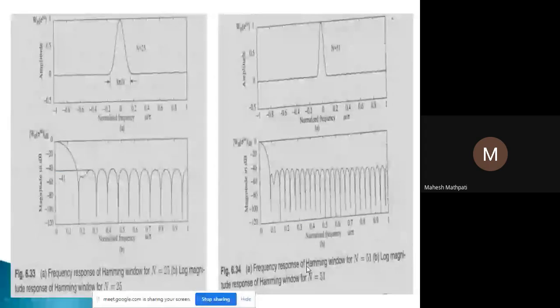Here the ripples are almost completely zero, and the width remains the same, 8 pi by n for n equals 25. Again it is narrower for n equals 51, but the attenuation value is reduced drastically, like minus 41 dB is the attenuation value we are getting. Okay? Just note these graphs.